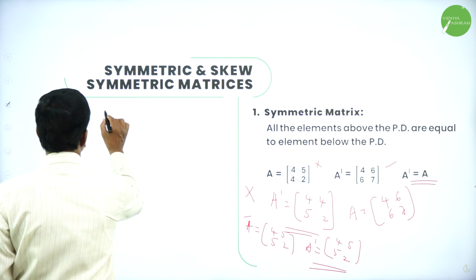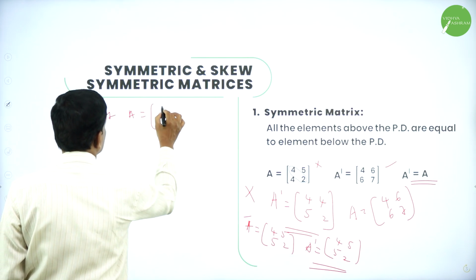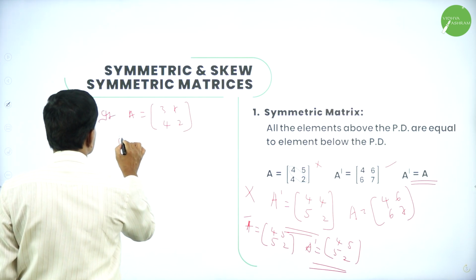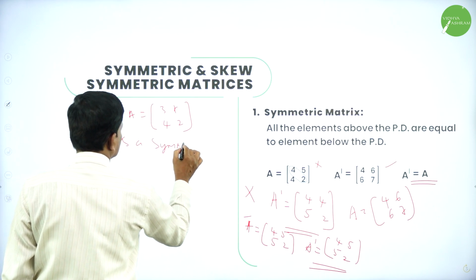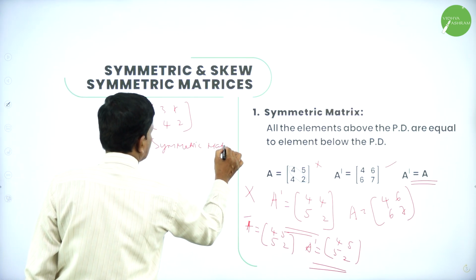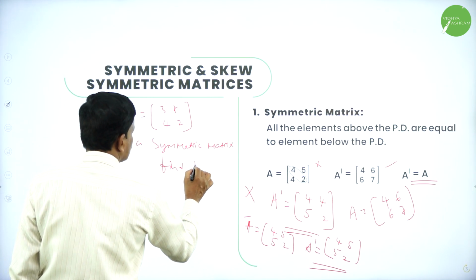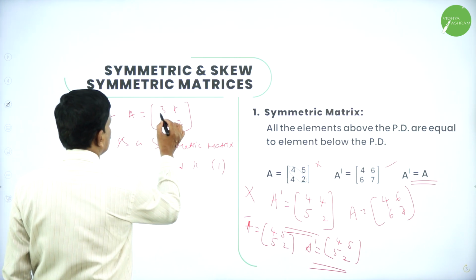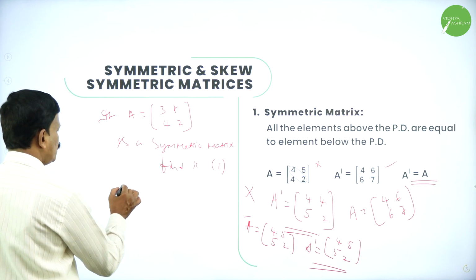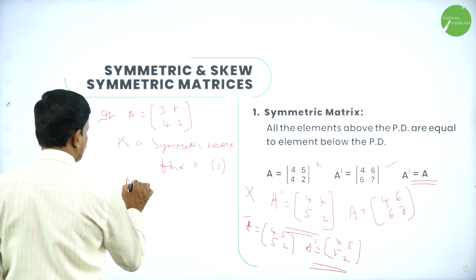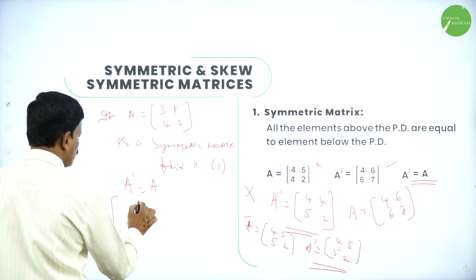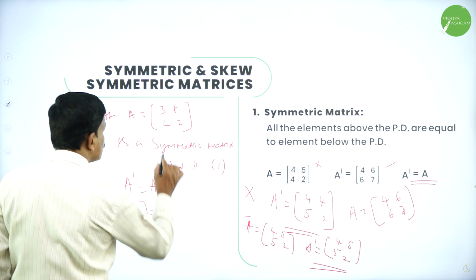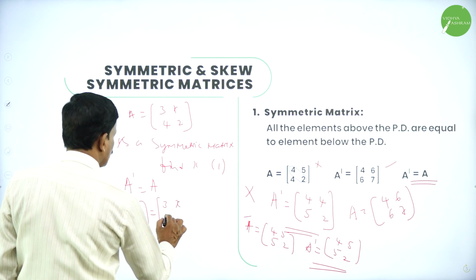In the examination, they may ask, if A is equal to [3, x; 4, 2] is a symmetric matrix, find x. For 1 mark it is. Very simple. According to the definition of a symmetric matrix, what is the definition? A dash is equal to A. Now transpose this matrix. You transpose this [3, x; 4, 2] and it is equal to the same matrix [3, x; 4, 2].